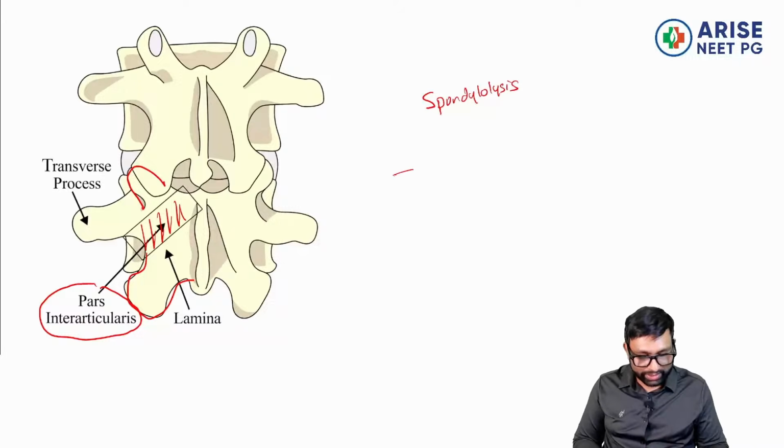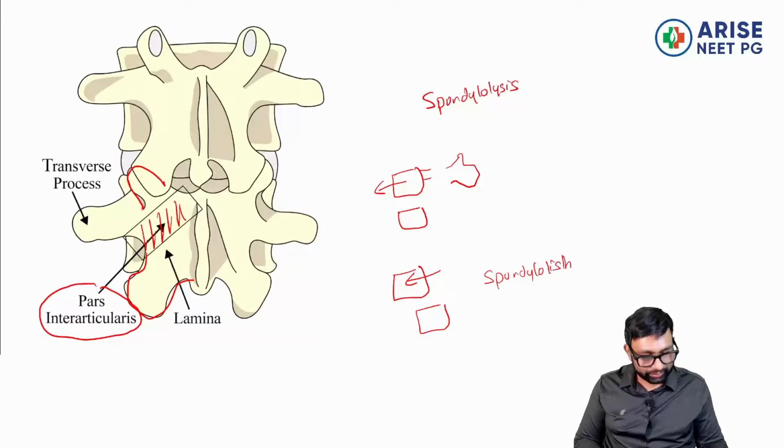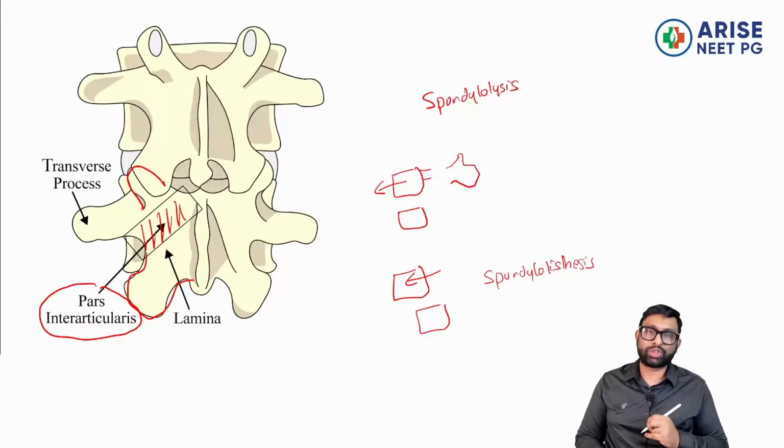Now when that bone breaks, because the posterior part of the bone breaks, you will see it like this. You will see here that there is some break. Now because of this break, if this vertebra translates forward like that, so one vertebra comes here, one vertebra comes here, it translates forward like that, that is called spondylolisthesis.